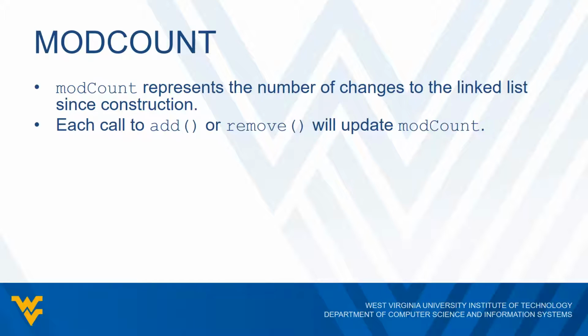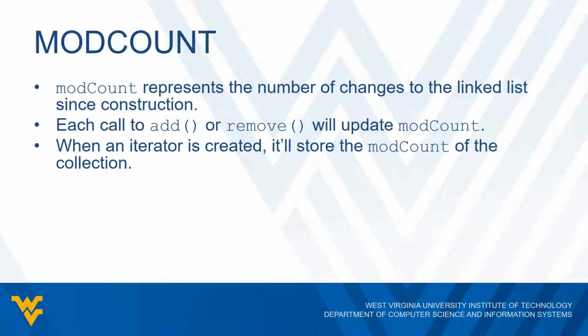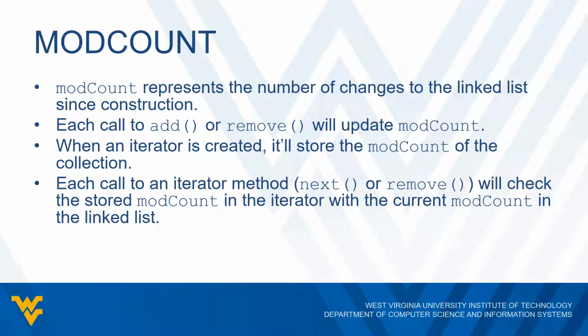So every time we call the add or remove method from the linked list, we're going to update this ModCount variable. The idea with this is that whenever we create an iterator, that iterator is going to store the current value of ModCount of that collection. And every time the iterator is going to call a method, such as next or remove, the iterator is going to check its value for ModCount and compare it with the current value of ModCount for the entire collection.